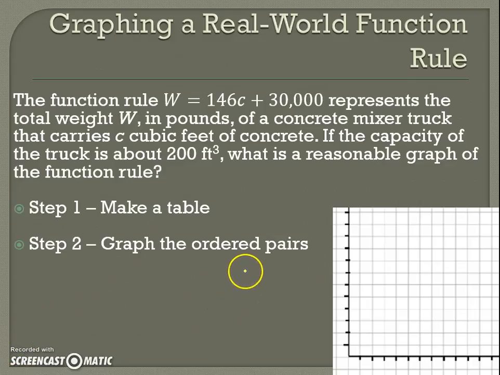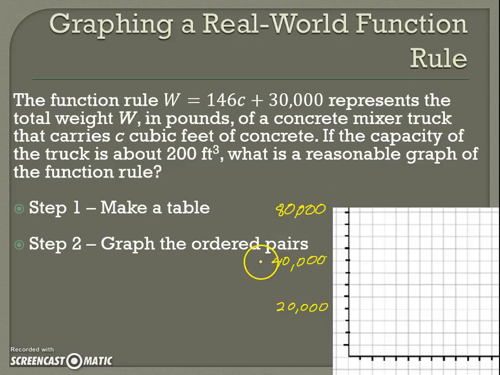Well, in order for it to be reasonable, you have to look at a few things. First of all, notice that these numbers are really, really large. You're going to get pretty big numbers when you're talking about weight for a concrete truck. So I'm going to pick some larger numbers to go along my axis here. I'm going to say something like 20,000, then 40,000, and the top is going to be 80,000. You'll see why this makes sense in just a second.